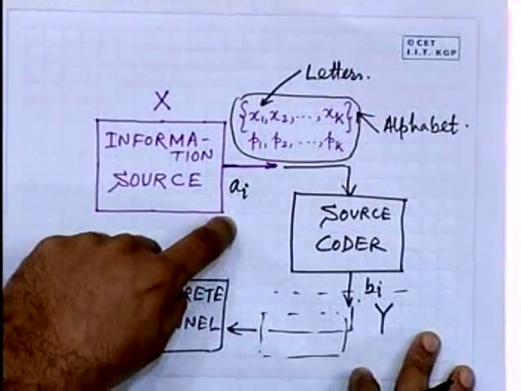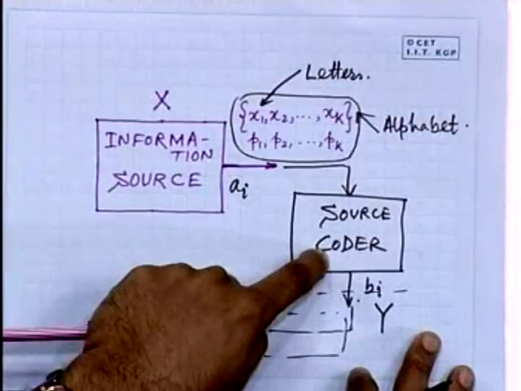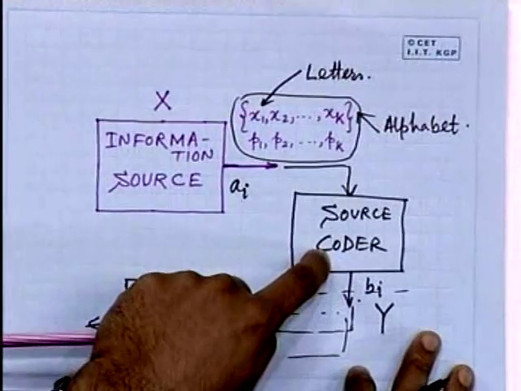We get an information output here. Say AI is one possible outcome. This AI goes to the source coder and I get something here; let me call it BI. That means AI is generated with some probability, of course, but when AI is generated, the source coder generates BI. Easier to follow perhaps. In that case, if I call this the first experiment and this the second experiment, we can see that the outcome of the first experiment influences the corresponding outcome of the second experiment, isn't it?